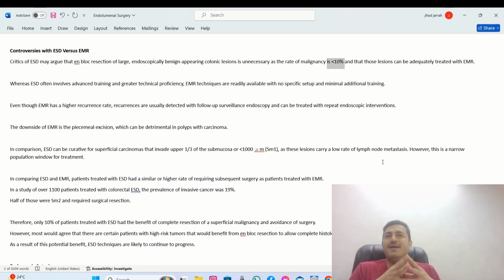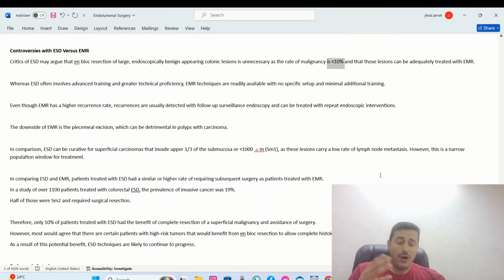Another question, or another disadvantage of mucosal resection, is that we cannot remove a large lesion using a snare as one piece, en bloc. So the mucosal resection will actually prevent proper histopathological examination. So these are different questions or points that show you how this science is developing.